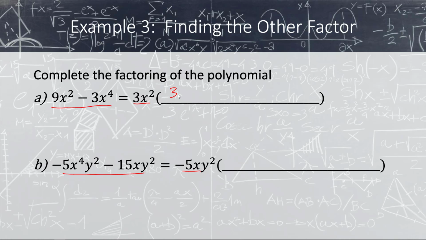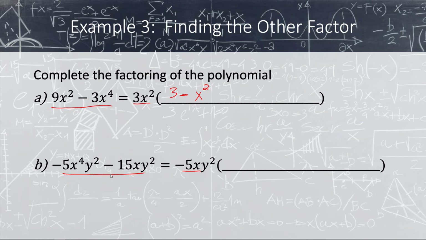And now we need to find the other factor of 3x to the 4th. Okay, well, if 3x squared is one factor, then the other factor will be x squared, because that will provide for us 3x to the 4th. And of course we want to keep a minus sign there. And there we go, that's the first one.